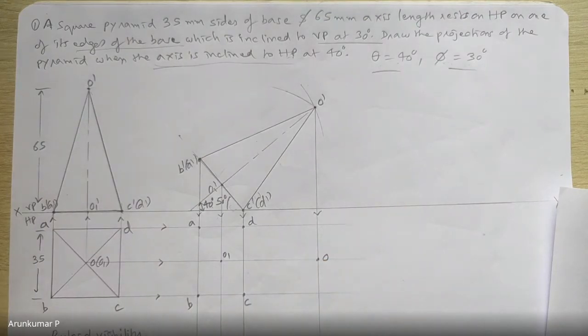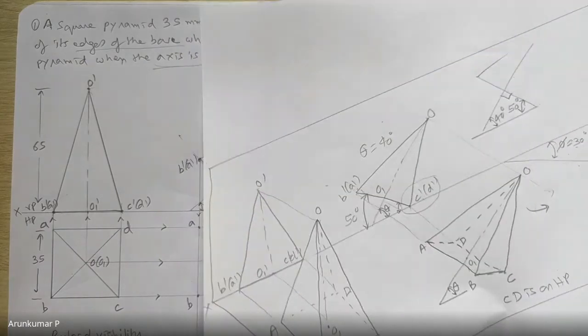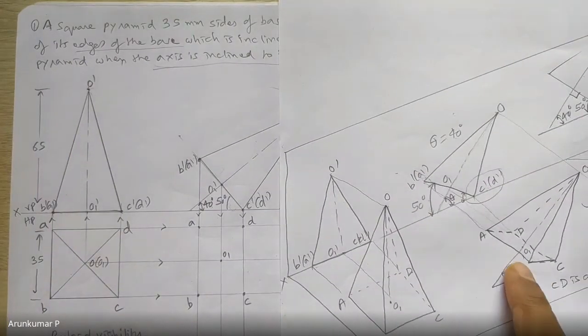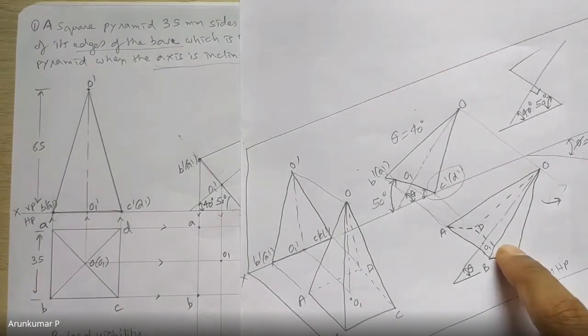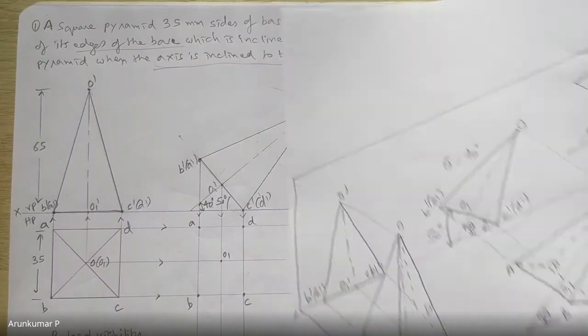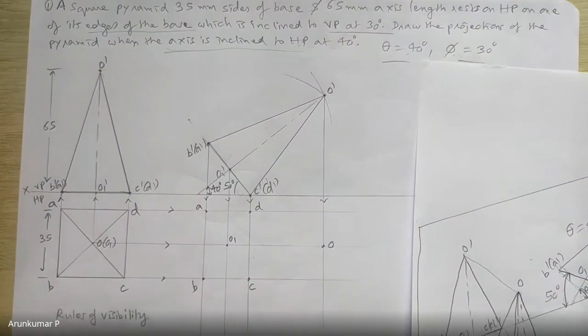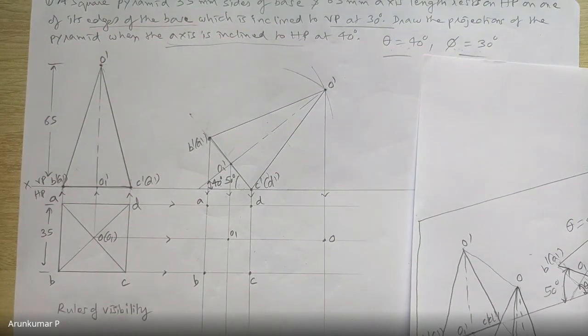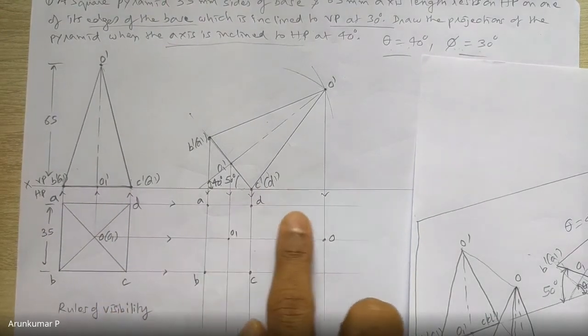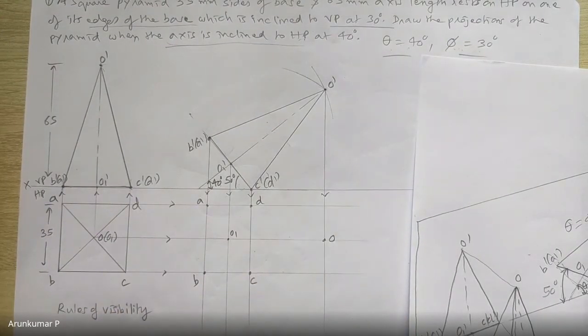Now the second step, top view has to be drawn. How will this pyramid look in the top view? For that also, you have to apply the rules of visibility. The rules of visibility have to be applied for the second step, top view also. And here also the first rule of visibility. Do you remember what it was, what you used here?